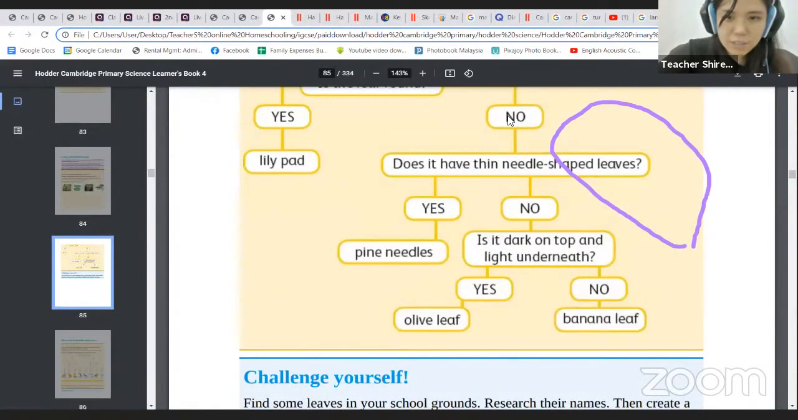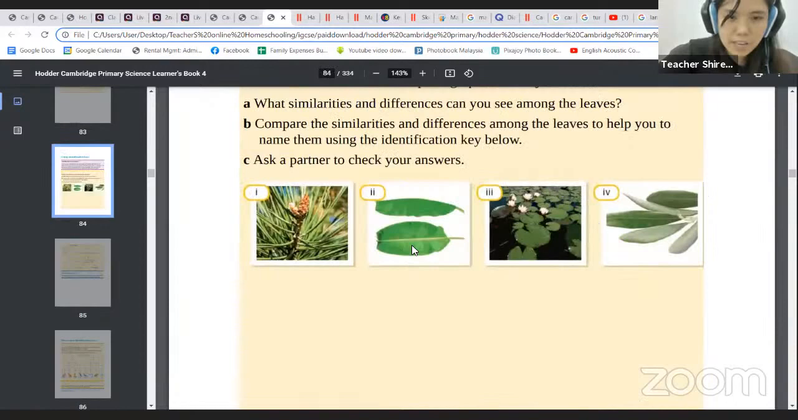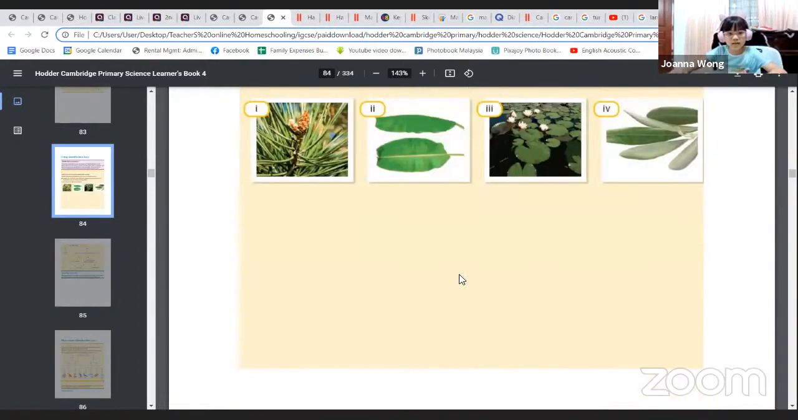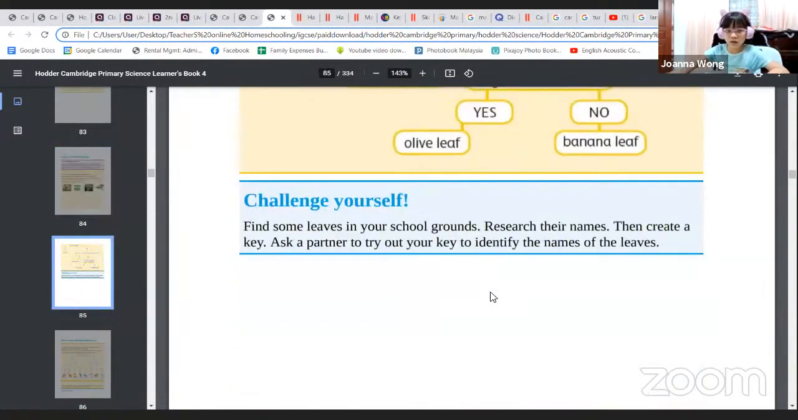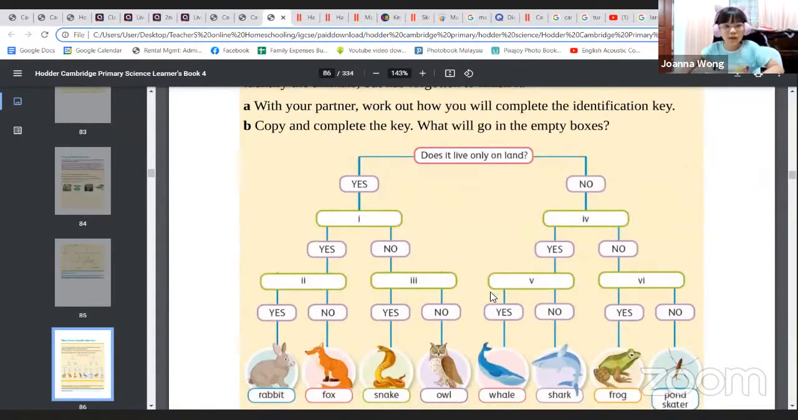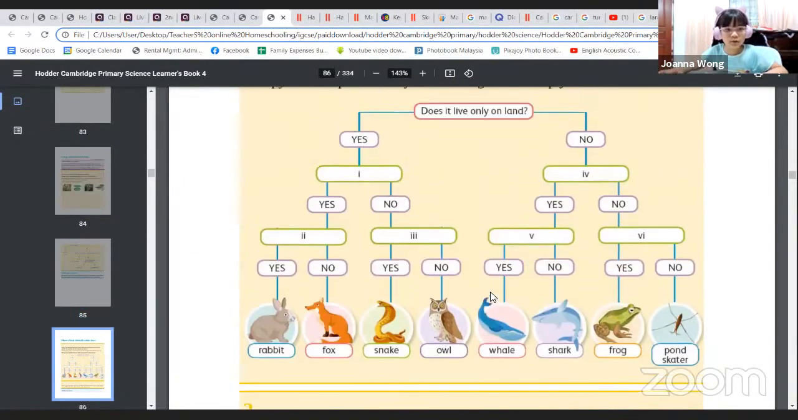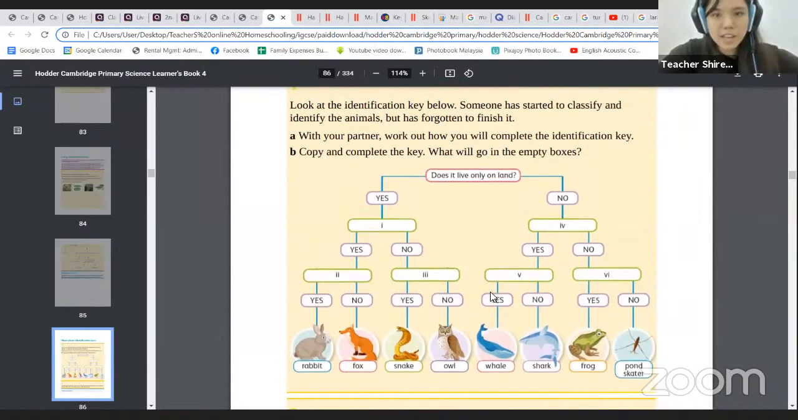So the last one is banana leaf. This is called banana leaf. Got it? Banana leaf, I see from my Penang house. Oh, your Penang house has banana leaf.